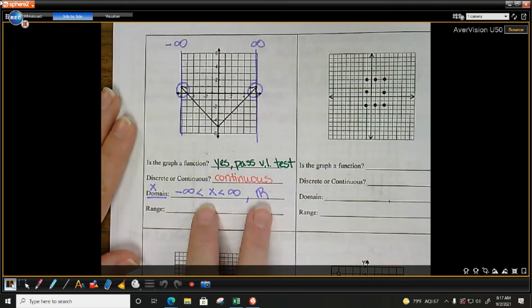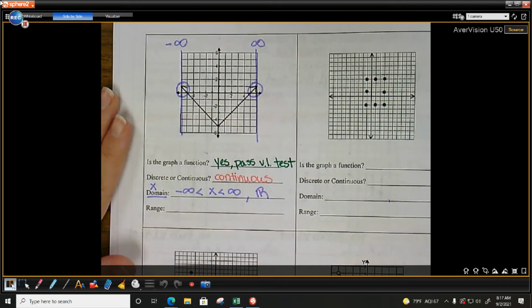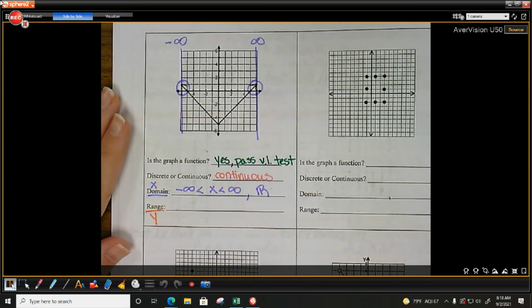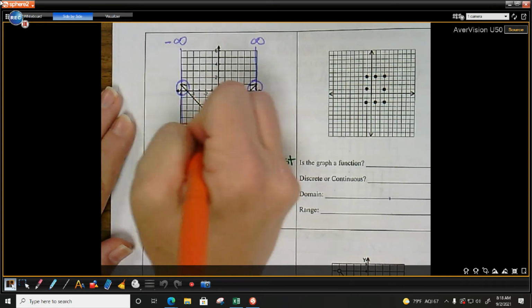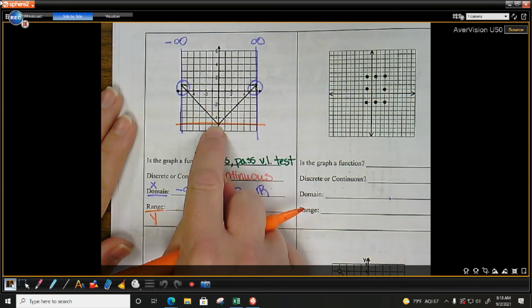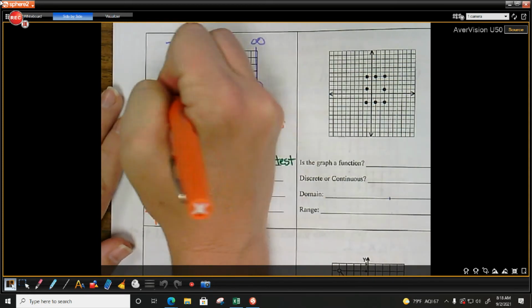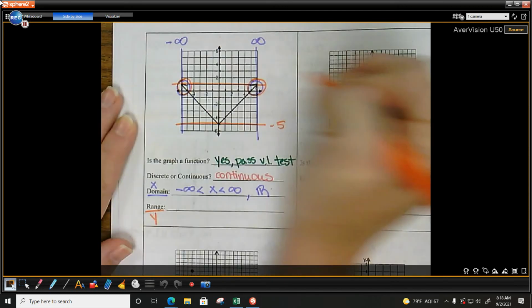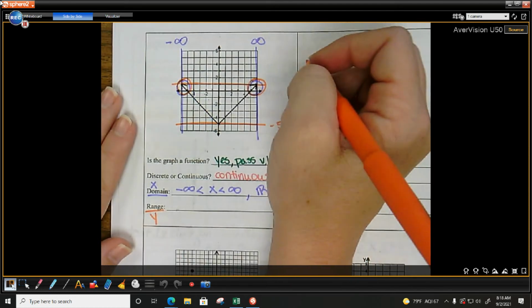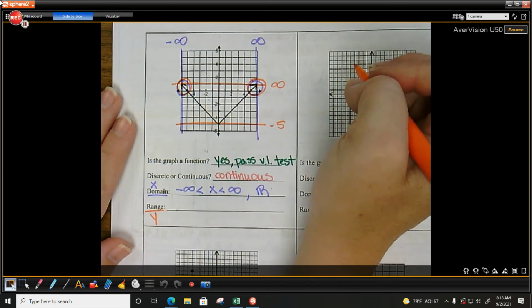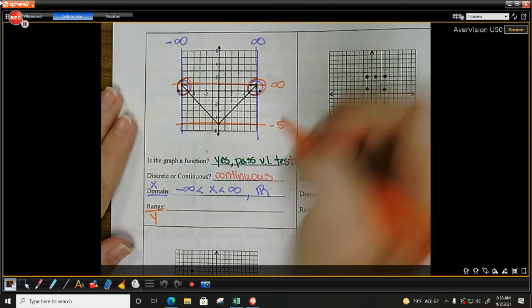Now let's do our range. Range is y. Y is vertical, up and down. Find the bottom. Where's this bottom line? -5. And then the top, I see arrows, which mean what? Should it be a positive or negative infinity? Positive, because it's the one on top. Small to big, bottom to top. So -5 is less than y is less than infinity.